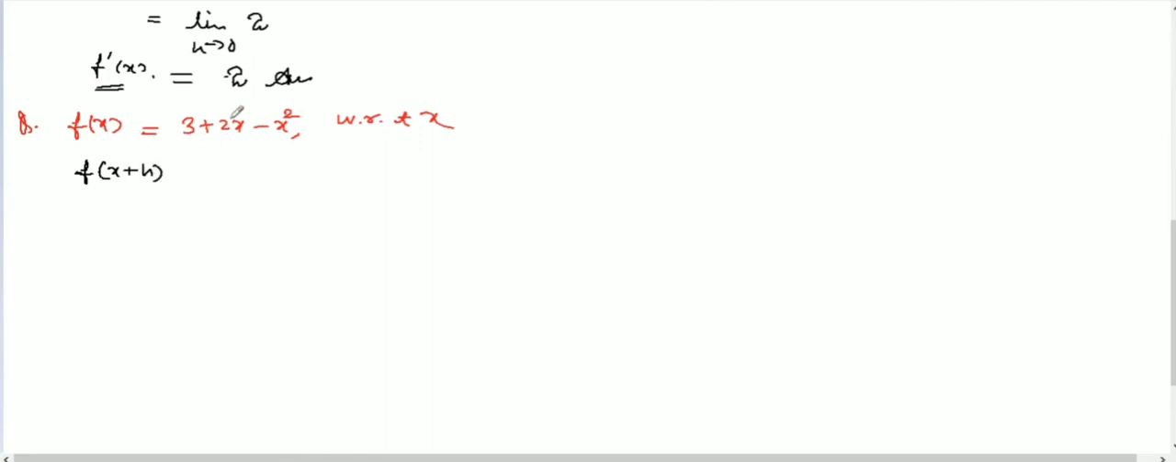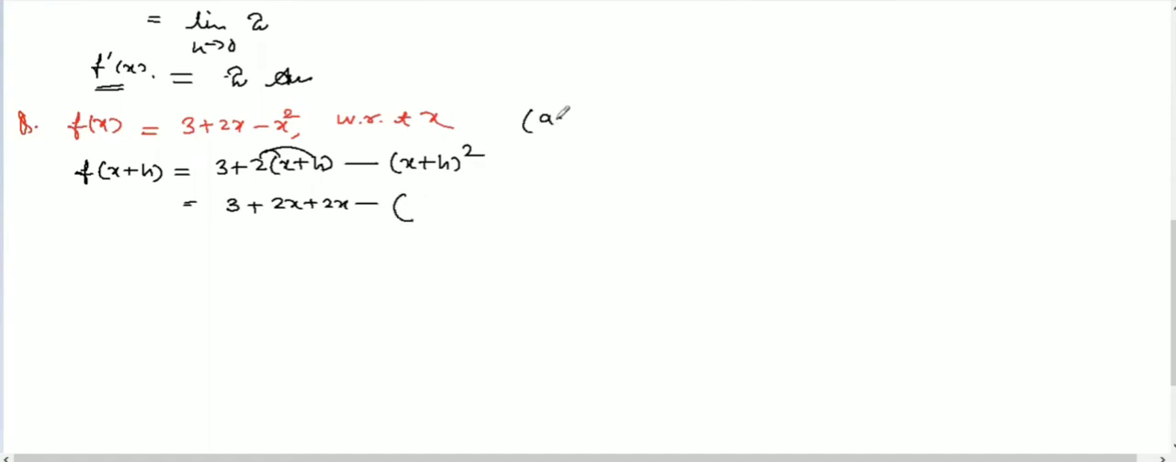So we will sub in place of x, x plus h. So 3 plus 2 times x plus h, then minus x square. It means we need to do x plus h whole square. Now calculate this one, simplify it. Now open the bracket by multiplying by 2. So 2x plus 2h, and minus, and we have a plus b whole square thing there.